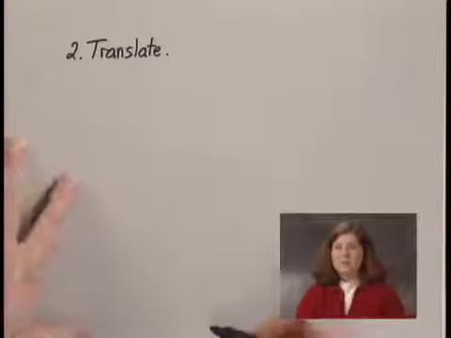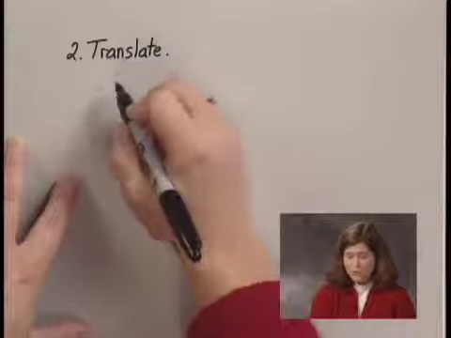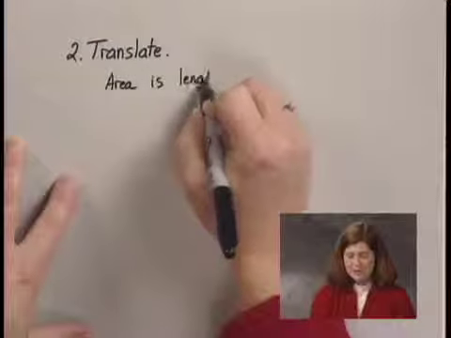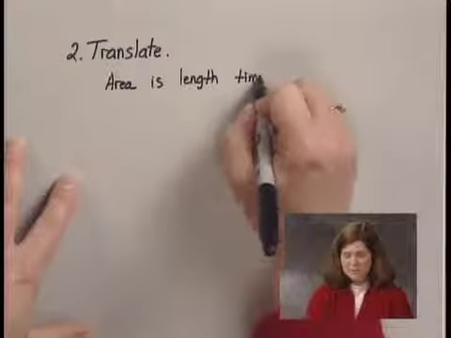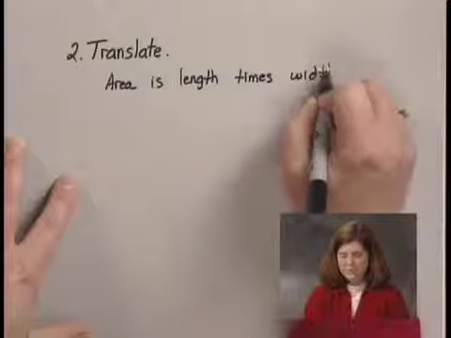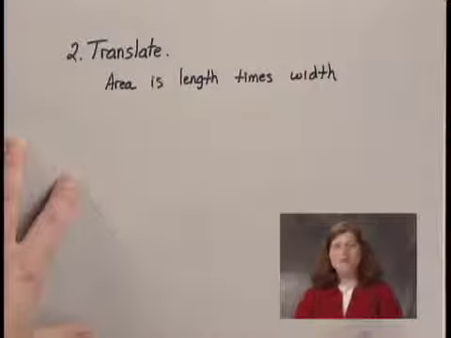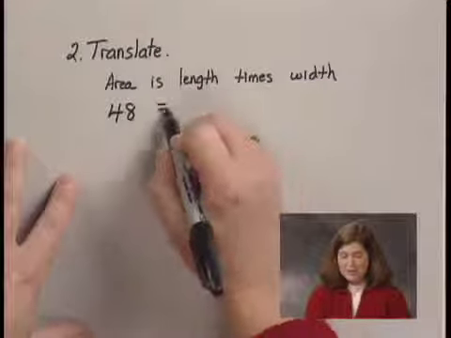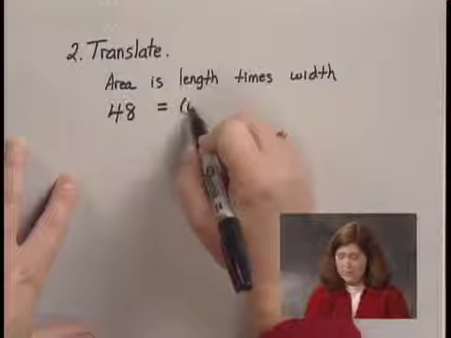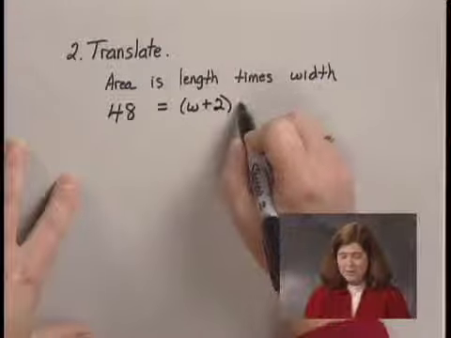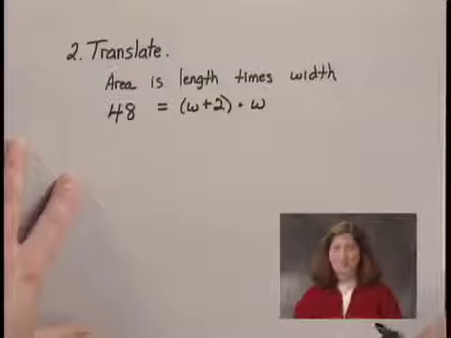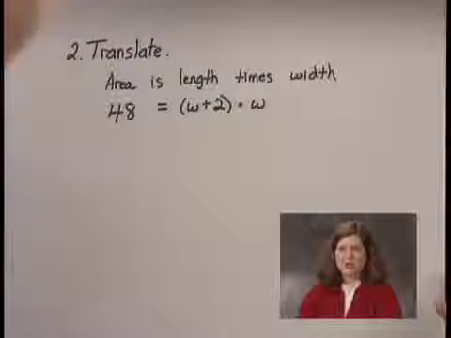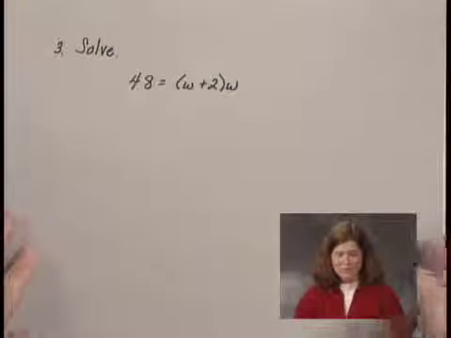I know that the area is length times the width. So my area is length times width. And I'm given that the area is 48. So I say the area 48 is the length, which was W plus 2, times the width, which is W. I have an equation, and I move to my next step, which is to solve the equation.